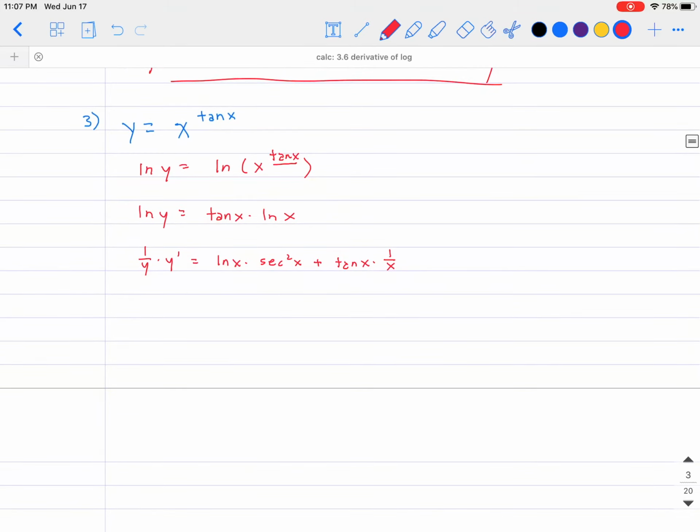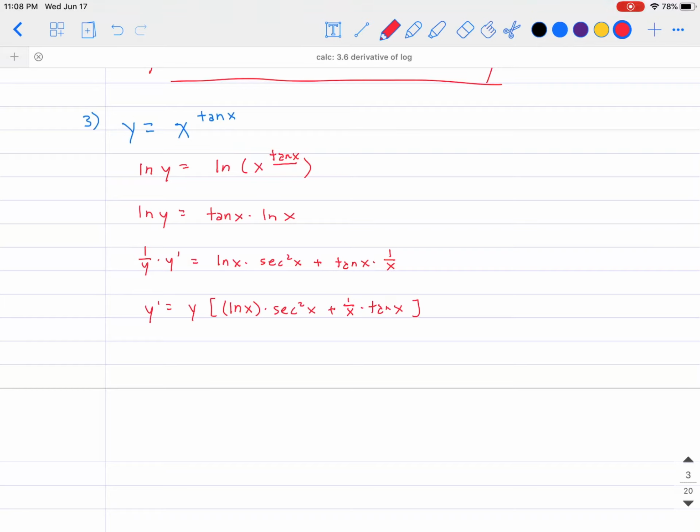I want to get y prime all by itself, so that means I need to move the y over to the other side. So y prime is equal to y multiplied by, and I'm just going to write it within parentheses so that we don't get terms mixed up, ln of x multiplied by the secant squared of x, plus 1 over x times the tangent of x.